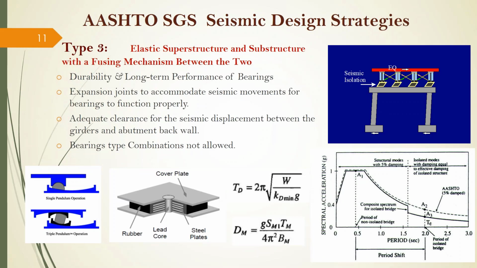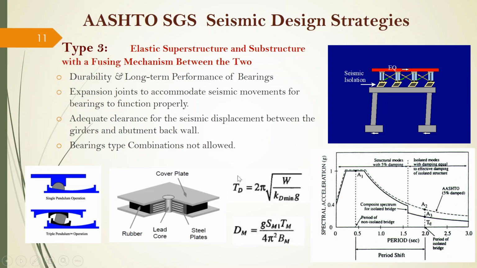There is also guidance in the code for Type 3, which considers an elastic substructure and elastic superstructure, but with a fusing system between the two. And this is using different types of isolation bearings that are commonly used, and it also allows lengthening the period of the structure in order to get a longer period and reduce the spectral acceleration, basically reducing the forces that are going to be considered.